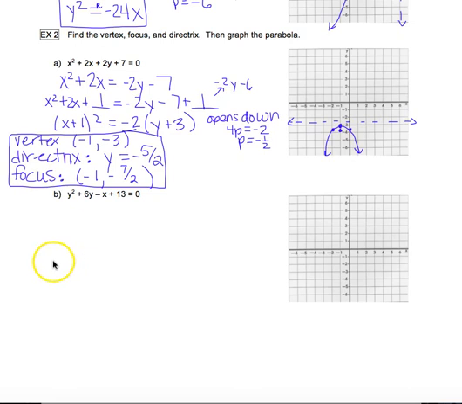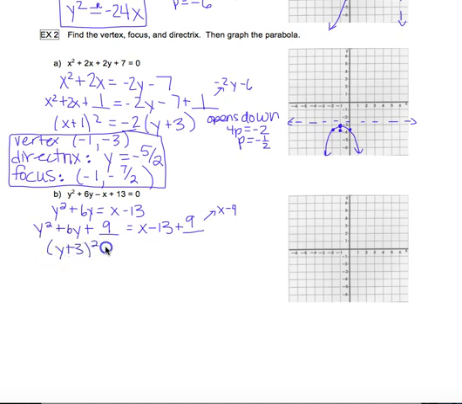All right, last one. Similar to what we had in A, but this time the y is my squared variable. So that means keep all my y's on the left side, move all my x's over to the right side. And here when I complete the square, 6 divided by 2 is 3, squared is 9. Again, there is no number in front to factor out, so I know the blanks are going to match. So this gives me x minus 4, and this is y plus 3 squared.